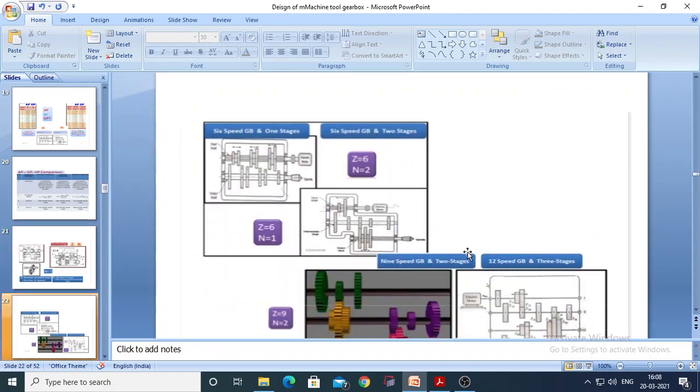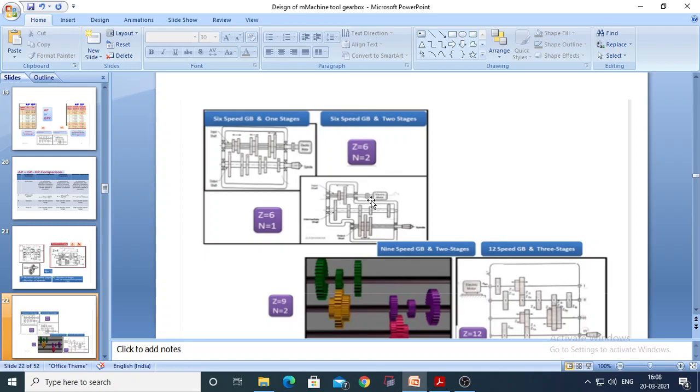Here are some examples. Again, z is equal to 6, a 6 speed gearbox is given, and there is a number of stages. 2 shafts are given, an input and a directly connected output shaft, that's why you will get the number of stages as 1. How to calculate the number of stages, I will tell you. Then for the 6 speed gearbox, here there are 2 stages. Why 2 stages? Because the number of shafts given is 3. Between shafts 1 and 2 you will get the first stage, and between the second and third you will get the second stage.